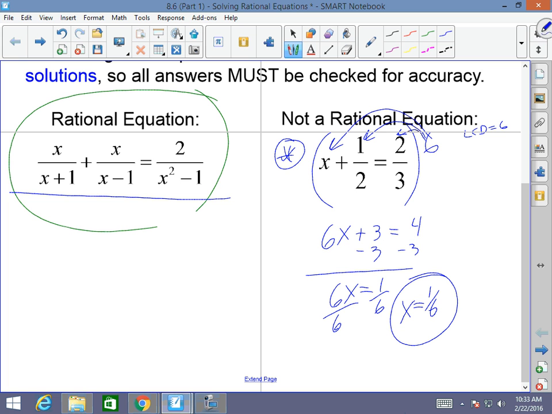Now, when you solve, you may have to factor. You may have to use a lot of other skills that we've learned already. But the procedure is exactly the same. So let's get to it.